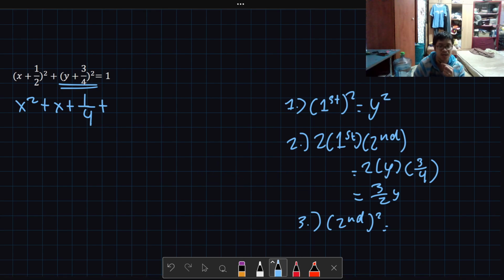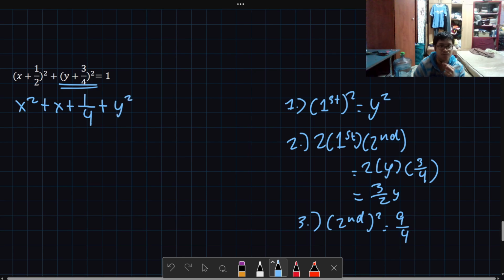Let's proceed. The last step, we will have the second term squared. Squaring the second term will give you 9 all over 4. So we will have plus y squared plus 3 halves y plus 9 all over 4 is equal to 1.